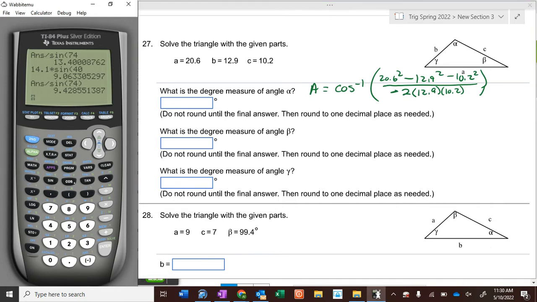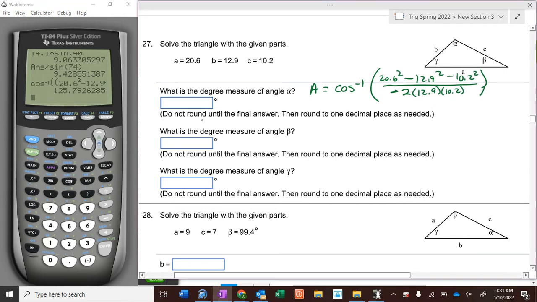So you go second cosine, add an extra parenthesis, 20.6 squared minus 12.9 squared minus 10.2 squared divided by negative 2 times 12.9 times 10.2 parenthesis, boom. And you get 125.8.